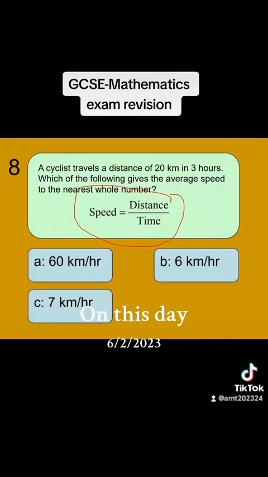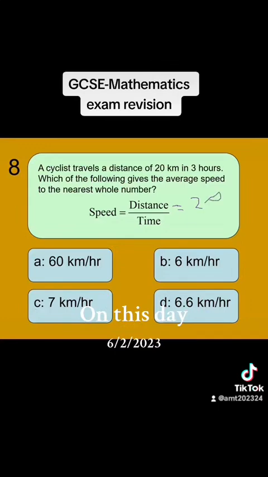Okay, so the question is, a cyclist travels a distance of 20 kilometers in 3 hours. What is his average speed to the nearest whole number? So read it carefully. Distance over time, so it will be 20 divided by 3. Well, 3's into 20: 3, 6, 9, 12, 15, 18, 21. 21 is too big. So it goes in 6 times with a remainder of 2. So it's going to be 6 and 2/3. Now, that's obviously closest to option D.